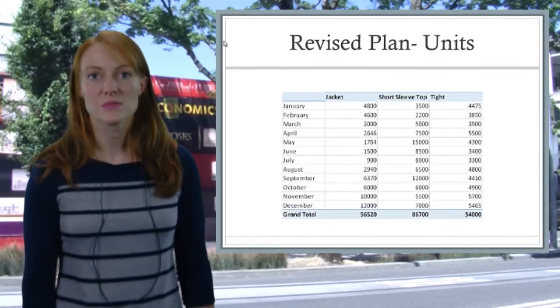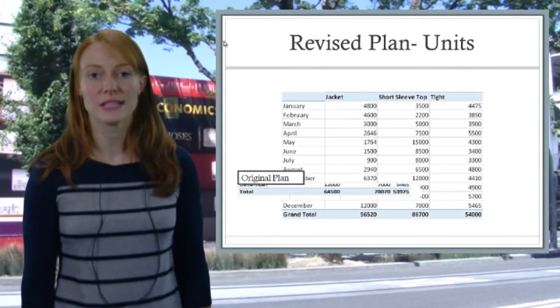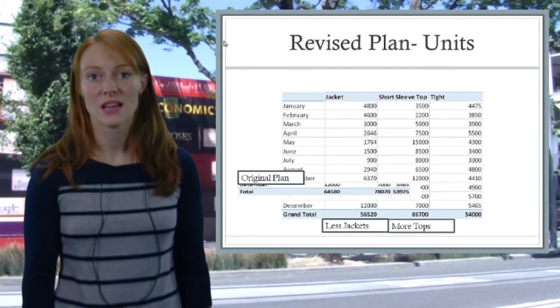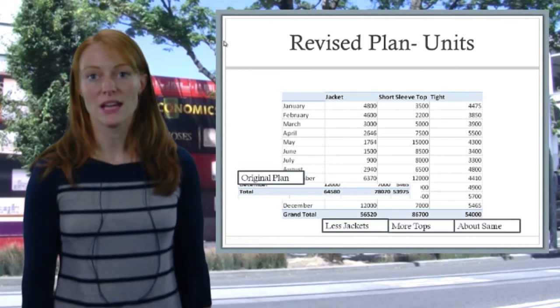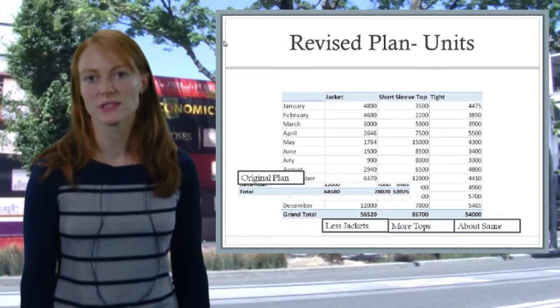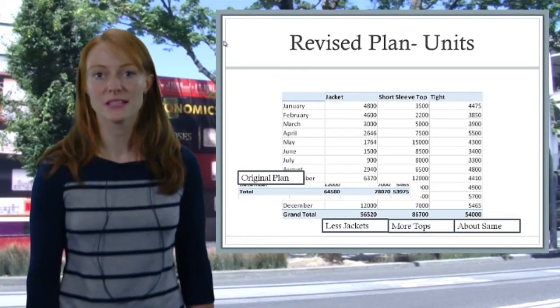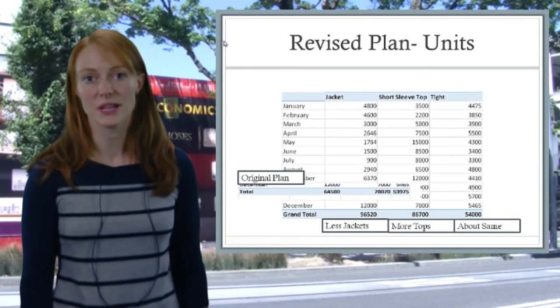Now I want to look back at my revised plan in units because we have made some changes. Compared to my original plan, I can see that I actually have fewer jackets anticipated. I have more tops probably going to be sold, and my tights are going to stay about the same, or that's as much as we know at this point in time. So what I want to do now is take this revised plan and turn it also into a financial plan and see how those compare as well.